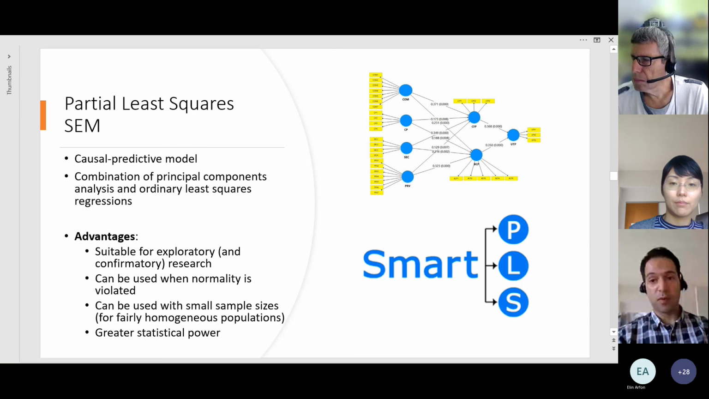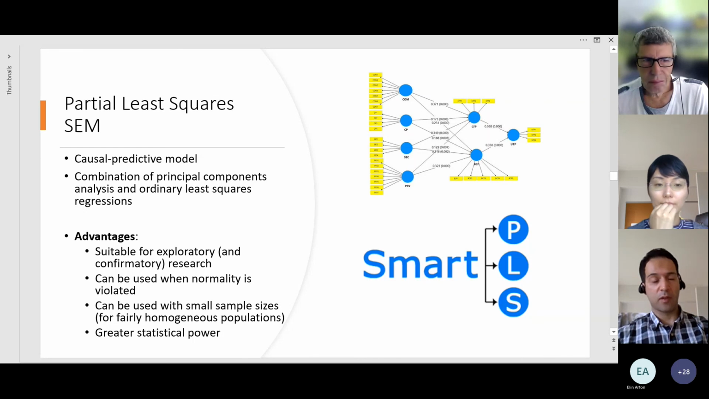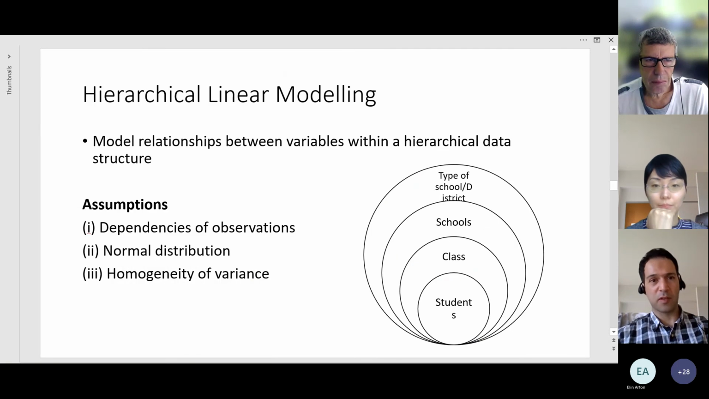So this is Smart PLS, which is a software package which has been specifically developed for partial least squares SEM. If you'd like to explore it, go ahead. I think you can download a trial version for 30 days.